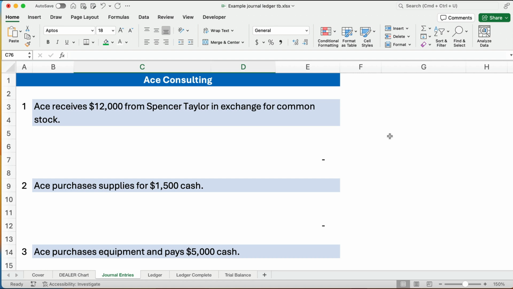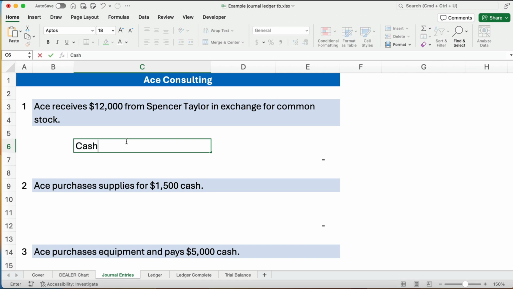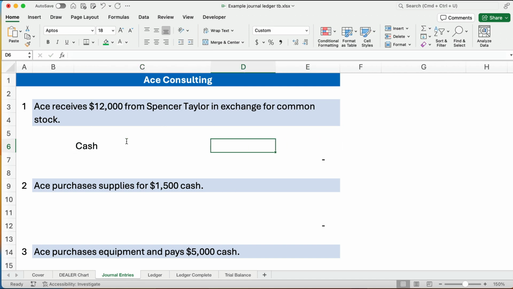We have Ace Consulting, and it's a brand new business. I think September is the month I'm using right now. So Ace receives $12,000 from Spencer Taylor in exchange for common stock. So what does the company get? The company, Ace Consulting, receives cash. So how much cash does that company receive?